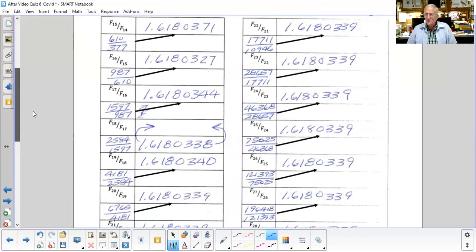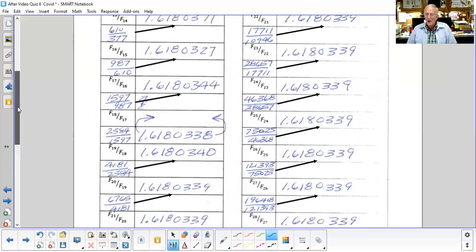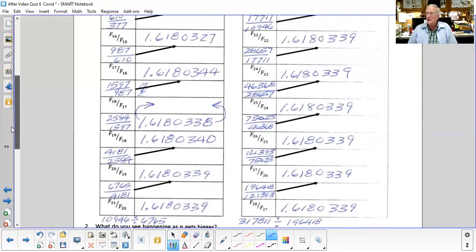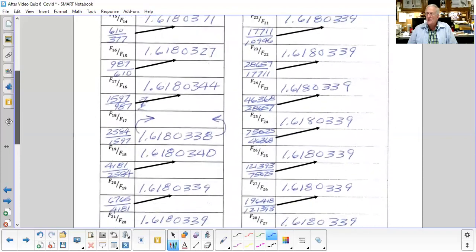I want you to notice that the answers on the left are varying just a little bit. But all of a sudden, when you get down to F20 divided by F19, F21 divided by F20, and so forth, you notice that to 7 decimal places the answers are all exactly the same. Look over here on the right. You can see the answers are all approaching this crazy number. Kind of strange, huh? But not really.